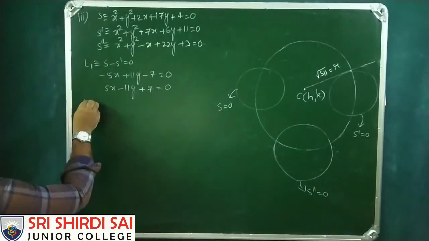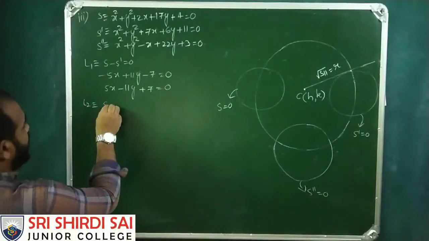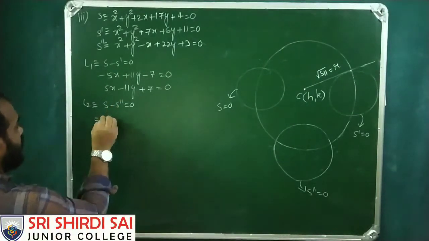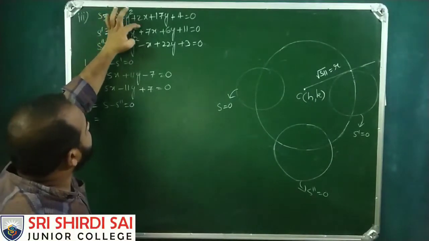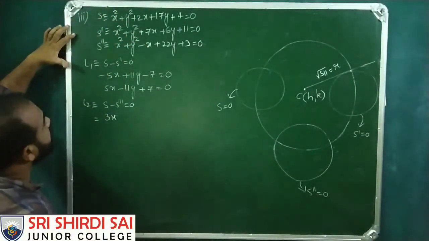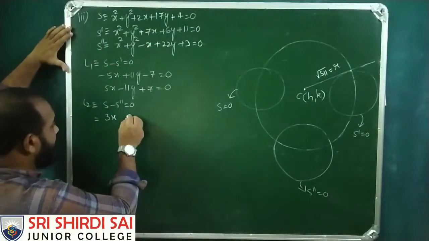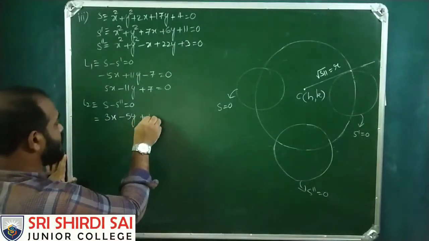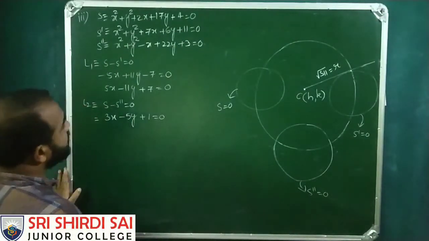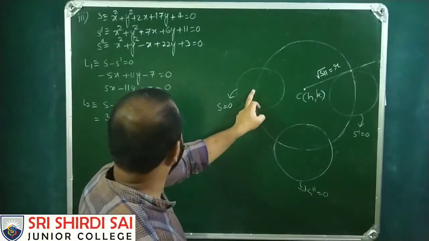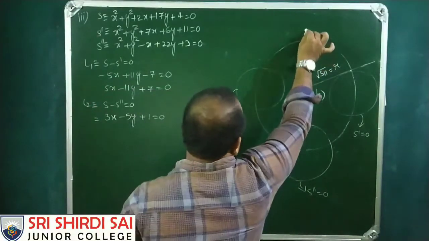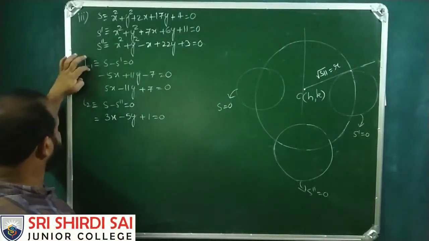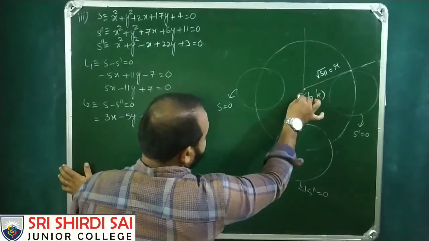This is L1. L2 is S minus S double dash equals 0. So 2x minus of minus 3x, 17 minus 22 is minus 5y, 4 minus 3 is plus 1 equals 0. That means for these 2 circles S and S dash, this is the radical axis, and for S and S double dash, this is the radical axis.